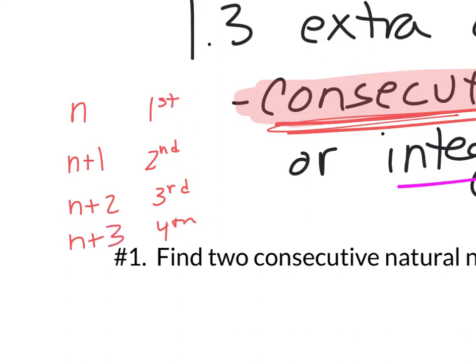So when you're asked for consecutive numbers, whether they're natural numbers or integers, this is the notation that you can use. You can use n for the first number, and then the next number would be n plus 1, and then the next value would be n plus 2, and so on. So there's some notation that you can use to help when you write your equations.